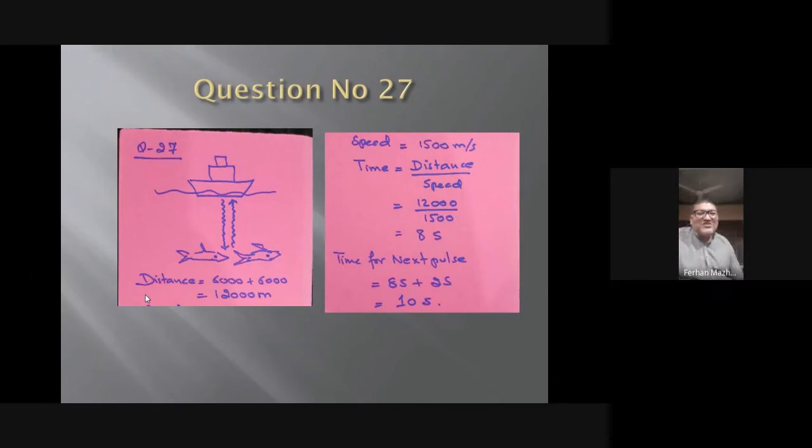I hope you have understood this story. They sent a pulse and then got back the echo after 8 seconds. They waited a further 2 seconds and then sent the second pulse. So 8 seconds for the echo and the next 2 seconds they waited after the echo. So the total time between the first pulse and the second pulse is 8 plus 2, 10 seconds.